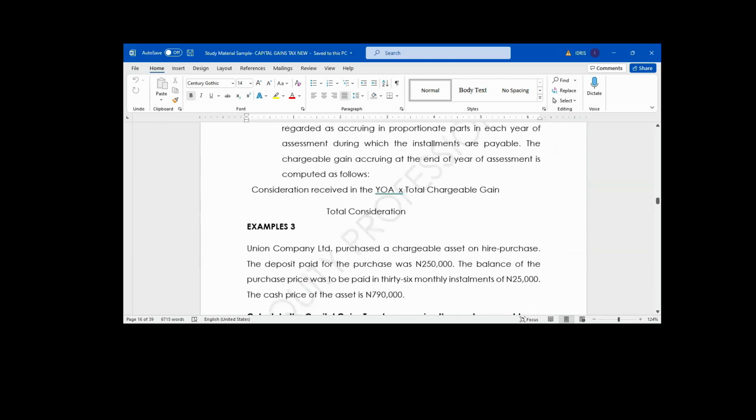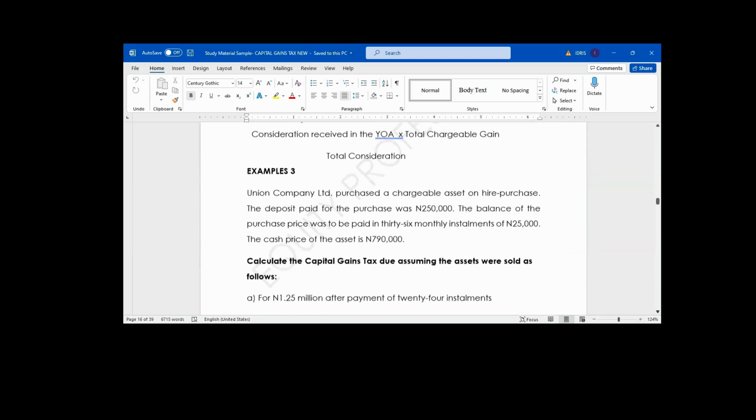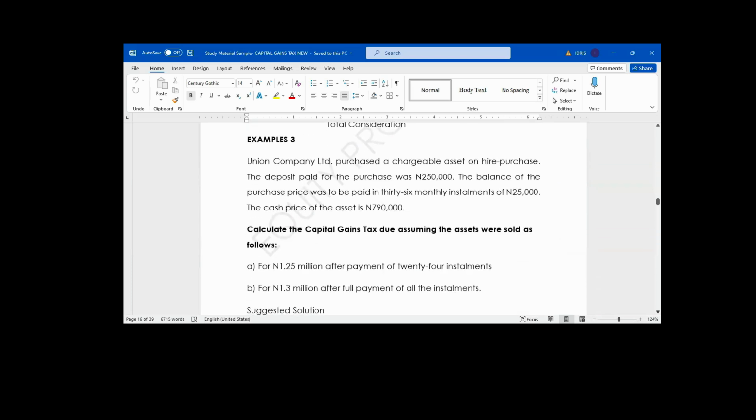He has not finished paying the installment before he sells the asset. The installment he's supposed to pay is 36 installments, but he sells the asset after paying 24 installments. That means the new buyer is going to be the one that will complete the payment of the assets.